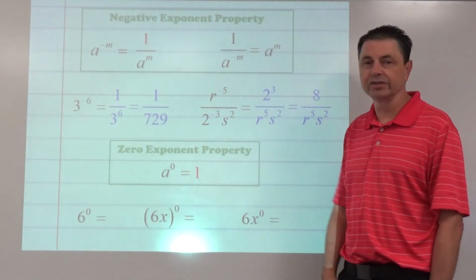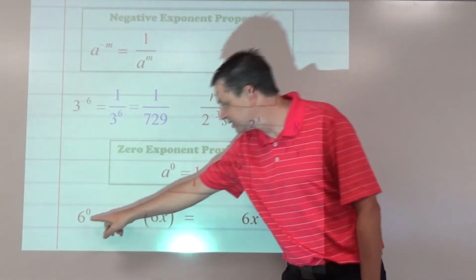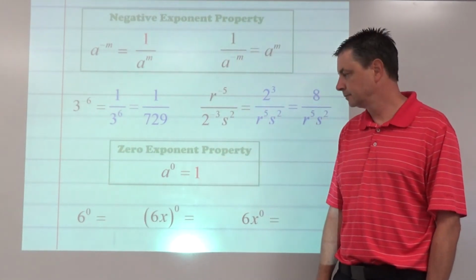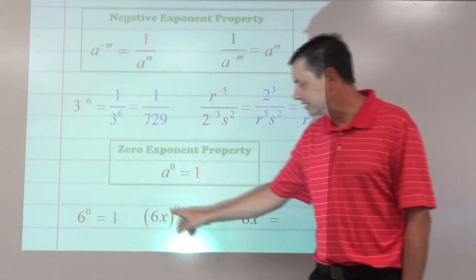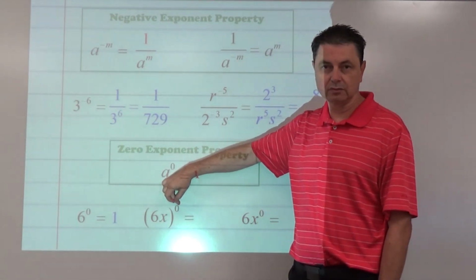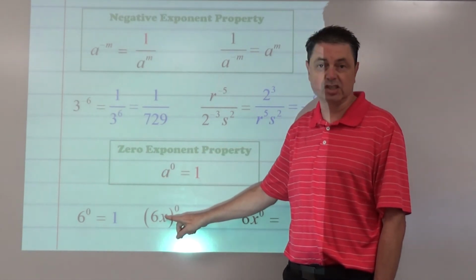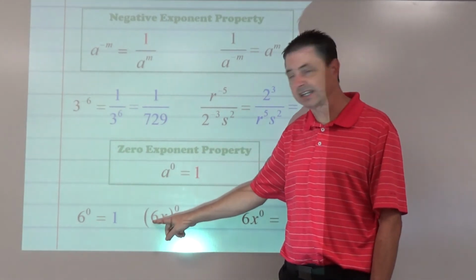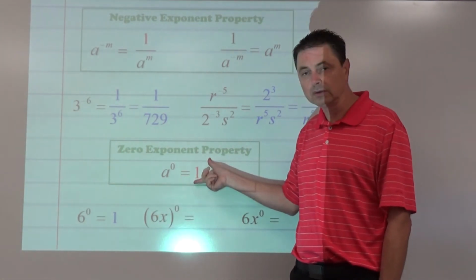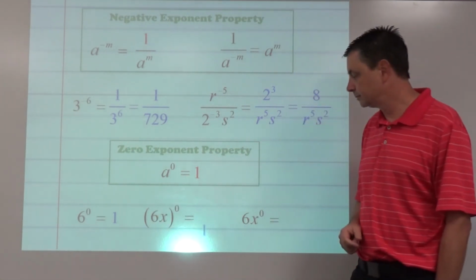So let's see if we can illustrate it here. What is 6 to the power of 0? 1. What is 6 times x raised to the power of 0? Well, assuming x is just a number multiplied by 6, we're going to get another number raised to the power of 0. We get 1.